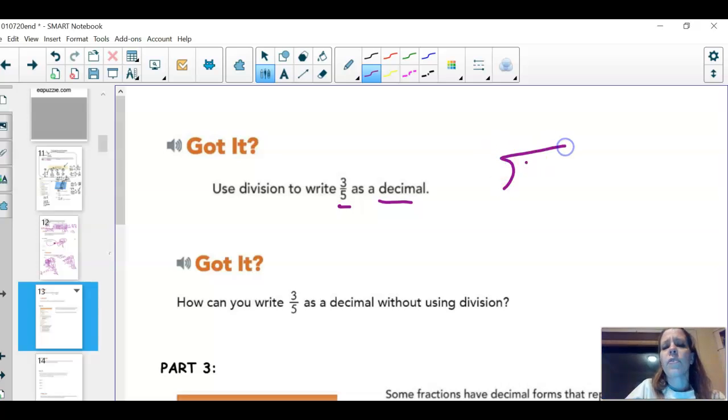So I have 3/5, so I put 3 under the bridge and 5 outside.